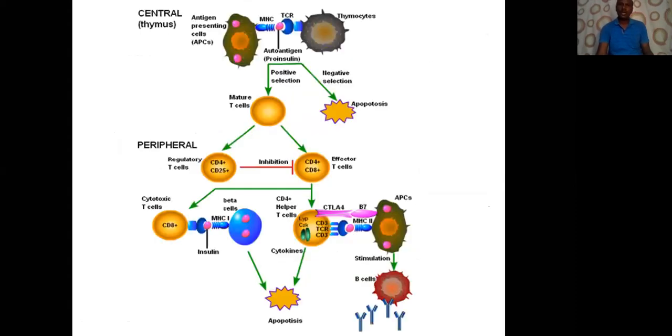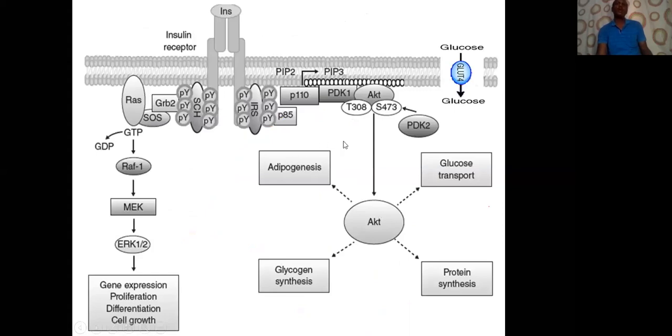In type 1 diabetes, our own insulin or proinsulin will be considered as an antigen, and once insulin and proinsulin are considered as an antigen, beta cells will be destroyed. Once beta cells are destroyed, you will not have the insulin. So this is how type 1 autoimmune disease develops, and this is how type 2 diabetes develops. These are the molecular mechanisms of how type 1 and type 2 diabetes develop.